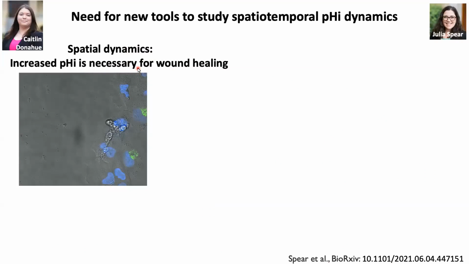Our lab investigates roles for spatial and temporal pH dynamics in regulating cell biology. One example of a behavior where spatial pHi dynamics may be important is in a wound healing assay. Here's a normal wound healing assay conducted by Caitlin Donahue, a graduate student in the lab. As you can see, cells migrate rapidly into the wound edge, and you can see leading cell phenotype and follower cell phenotype. If we pin pHi low, migration into the wound edge is inhibited.